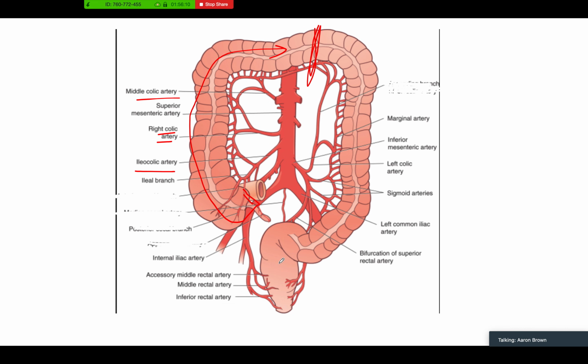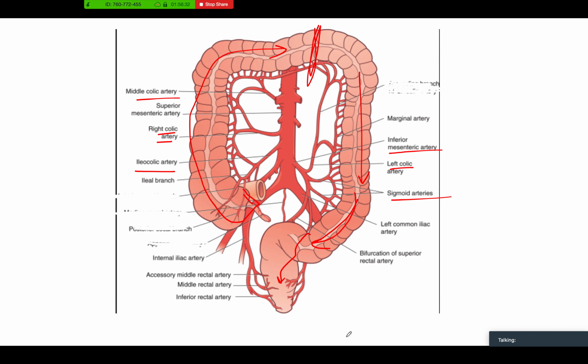Okay, so everything from this, the ileum, the cecum, all this area is going to be supplied by the superior mesenteric artery. Okay. Moving into the inferior mesenteric artery, you can see we have a branch that goes to the left colic, which would be our descending colon. We have the sigmoid arteries, which go to the sigmoid part of our colon here. And then we have some rectal arteries, which supply the superior part of our rectum.